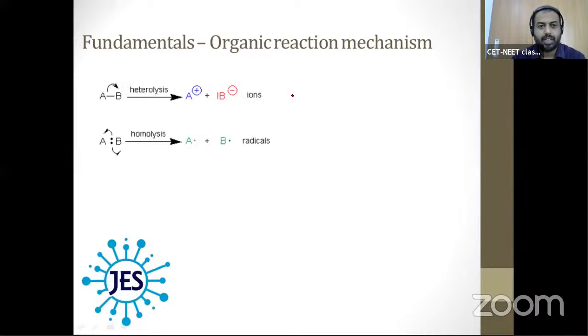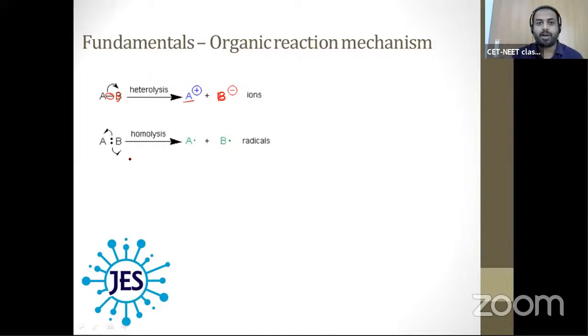First, see, there are the following ways by which bonds can be broken in organic compounds. A covalent bond. If a bond is broken in such a way that one of the participating atoms takes away both the electrons, you call it heterolysis, and that results in ionic species. Look at this example. B takes away both the electrons, becomes B minus. A loses electron, becomes A plus. So heterolysis gives ions, cations and anions.